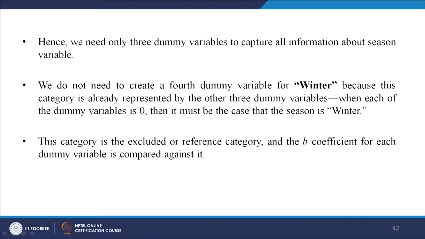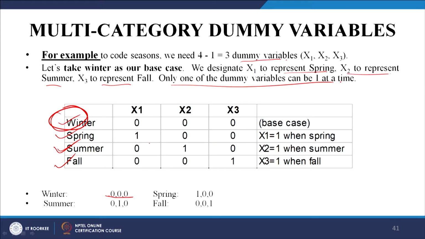We do not want to create a fourth dummy variable because it will be redundant and unnecessary, since the category is already represented by the other 3 dummy variables. When each of the dummy variables is 0, it must be the fourth one, which is winter in this case. If it is all 0 0 0, then it is a case of winter. If x1 is 1, this is spring, so it cannot be winter or summer or fall.